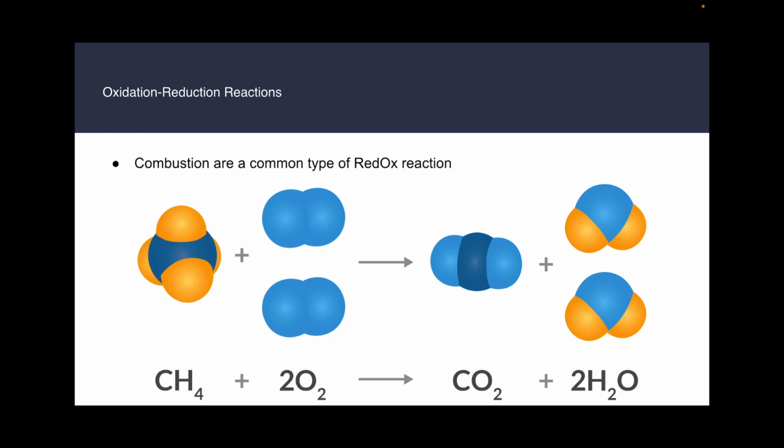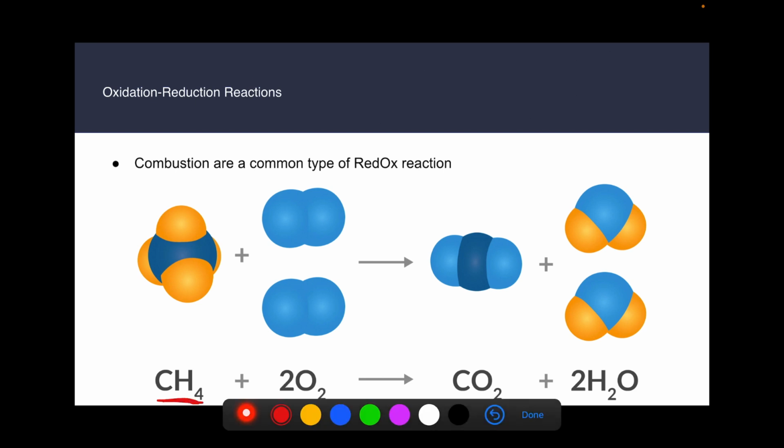A common type of oxidation-reduction reaction is a combustion reaction. Recall that combustion reactions are when we have a hydrocarbon, or a compound containing carbon and hydrogen, combining with oxygen to form CO2 and water as products. We haven't yet learned how to identify oxidation states of each atom in a reaction like this. We will in a future video, but for our purposes, I'm going to go ahead and identify them for you.